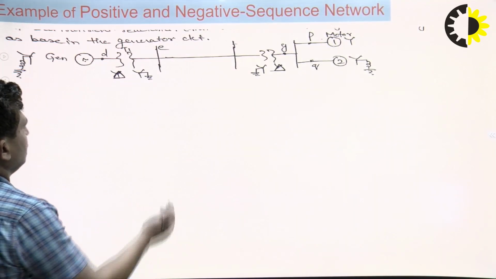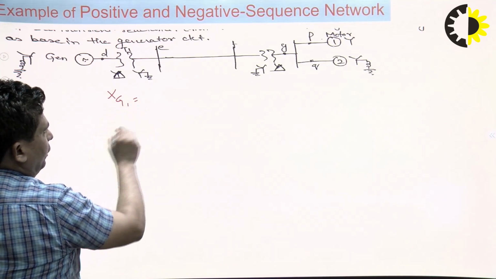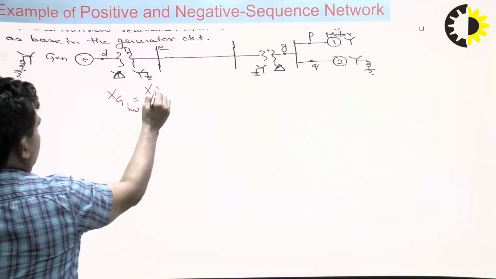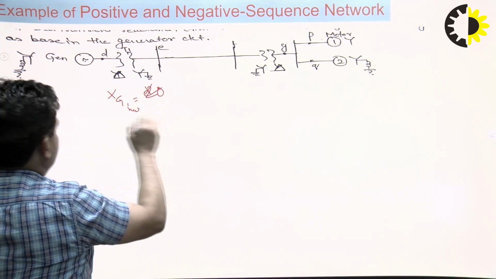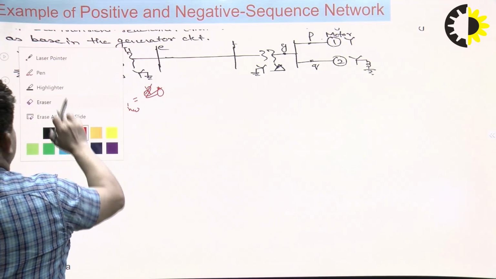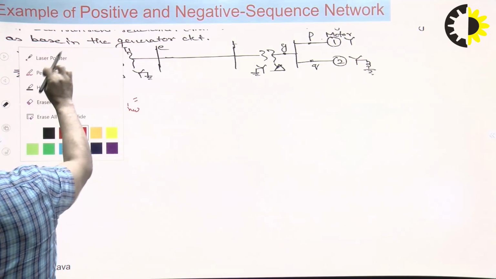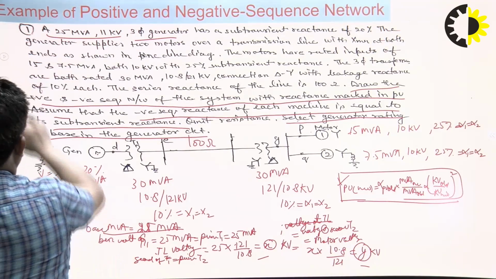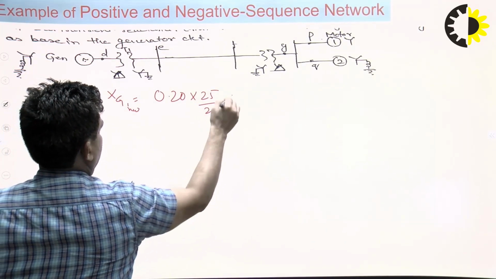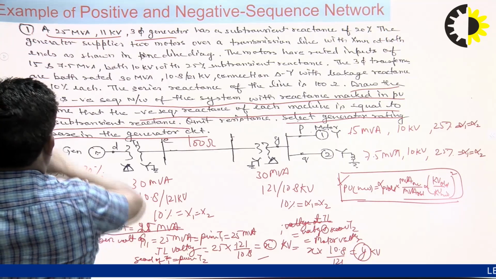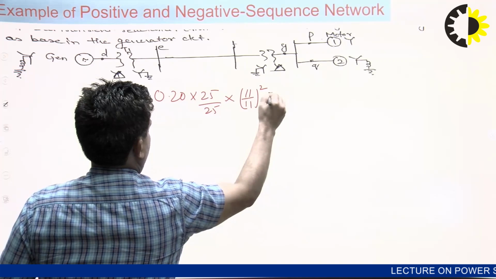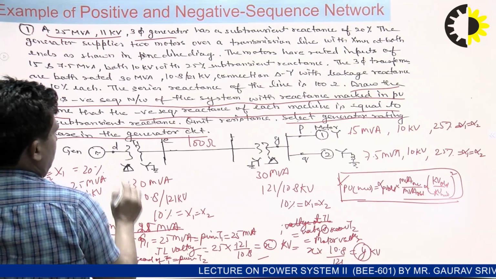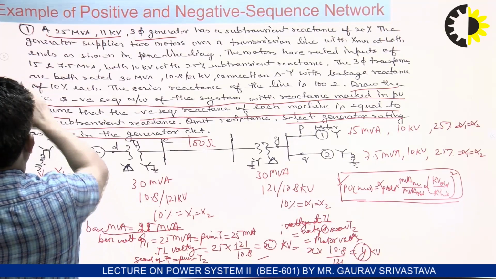So that is the same question. So we calculated XG1: the old value was 0.20, the MVA new is 25, the old MVA you had, the voltage was this much, and the new voltage is 11 kV. This gives 0.2 j per unit.